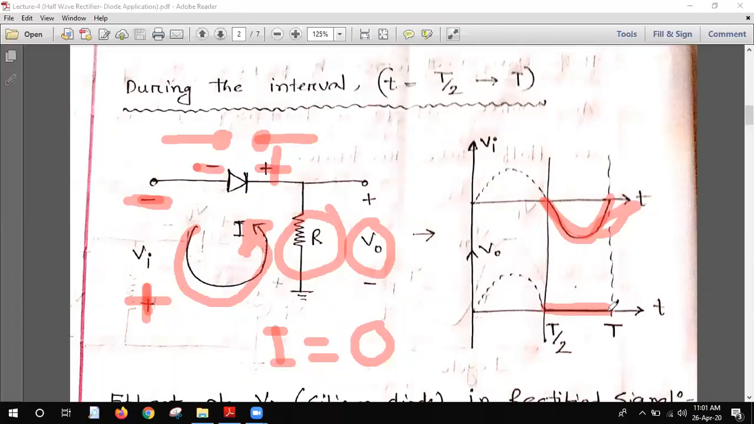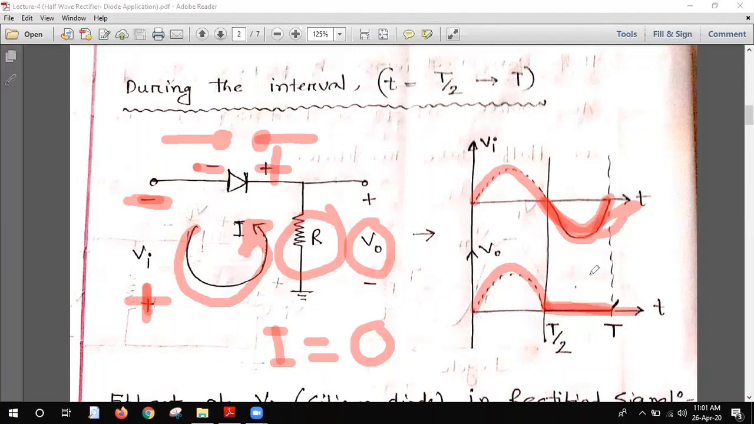So sir, what is a half-wave rectifier? A half-wave rectifier is a circuit that cuts the negative cycle. You see that? The input was something like that. The total input cycle was something like that, but it only gives the positive cycle in the output, and there is no voltage in the negative cycle.